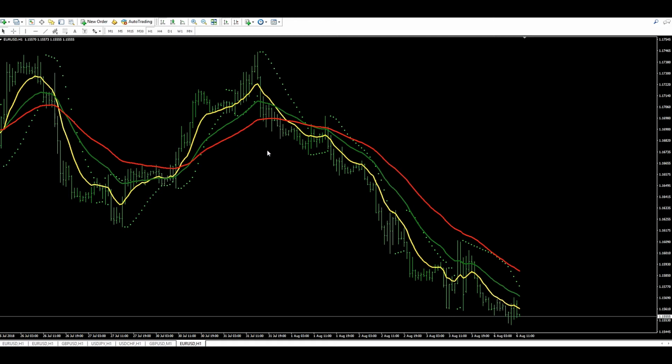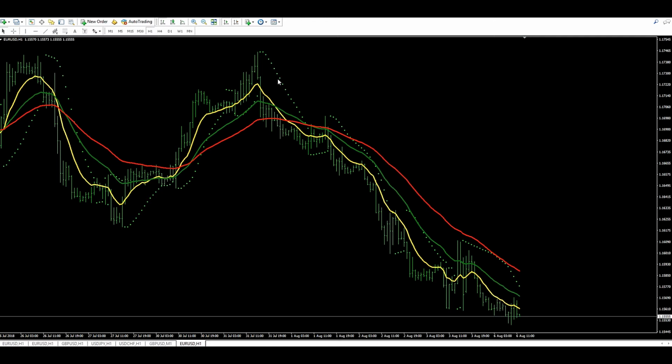So let's talk about the entries. For the long entry, you need to have the moving average of period 10 cross the moving averages of period 25 and 50 from the bottom, and the parabolic SAR is on the bottom of the candles, as you can see here. And the short entry is vice versa, when the moving average of 10 crosses the moving averages of 25 and 50 down from the top, and the parabolic SAR is on the top, as you can see here.